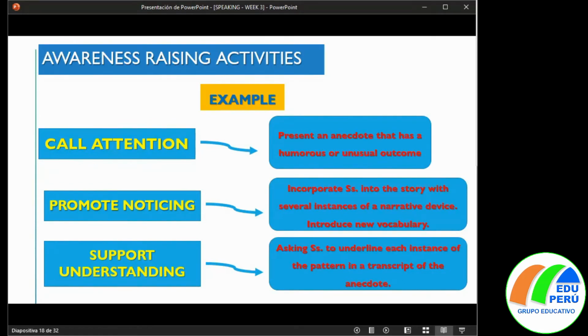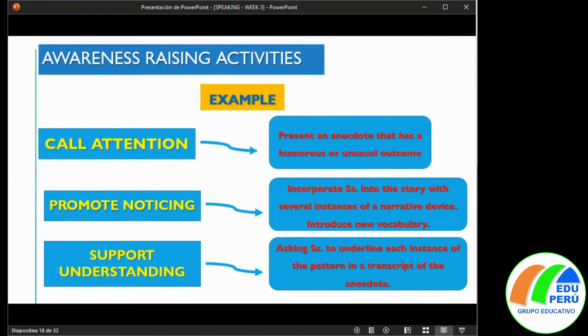Notice this. I'm introducing the vocabulary, and then here is one of the activities where the students need to recognize some structures used in the text. So they need to underline. "Yeah, teacher, here we're using this structure that you taught before. This is the present perfect. Oh, this is the conditional, the first conditional." So notice, I'm making my students conscious about this structure. First, I call their attention, then I promote noticing, and finally, I support understanding.